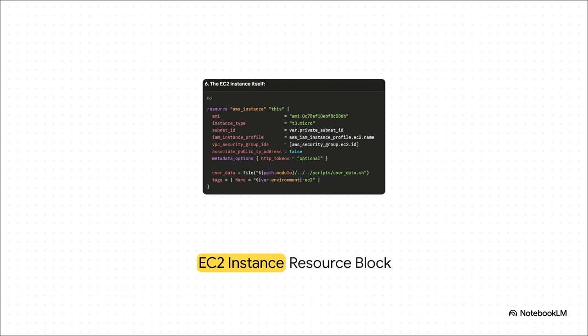Moving to the EC2 instance resource itself, we declare the AWS instance. We define the exact AMI and set the instance type as T3 micro. We map it to the subnet ID using our private subnet variable. We associate our IAM profile by referencing the iam_instance_profile name and attach the security group using VPC security group IDs. Then, vitally, we explicitly set associate_public_ip_address to false. We enforce IMDS v2 by setting HTTP tokens to optional in the metadata options. And finally, we inject a boot script into the user data to securely bootstrap our Flask application.